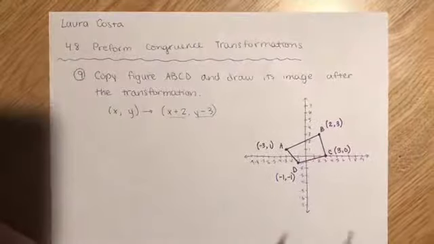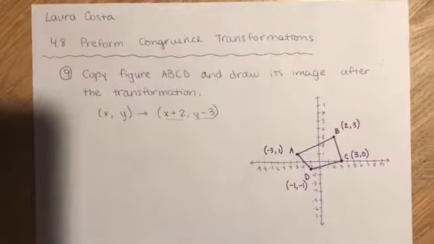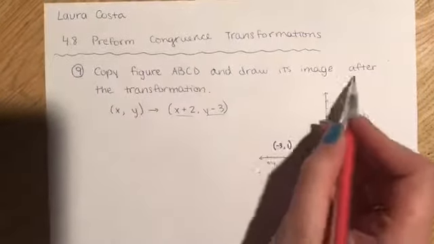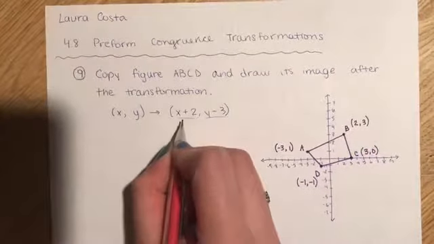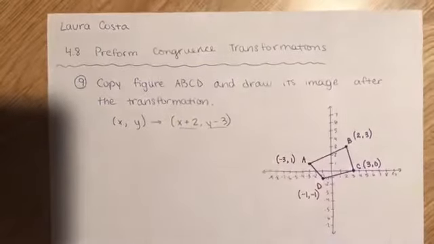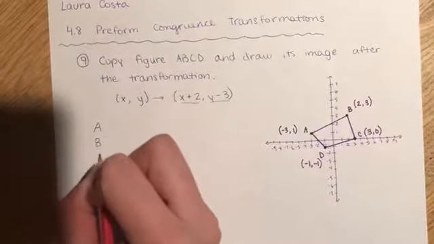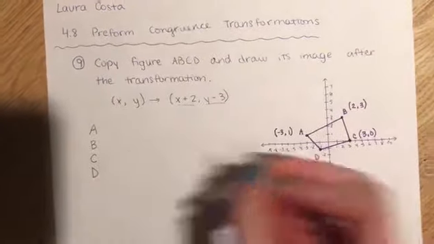This is chapter 4.8, Perform Congruence Transformations. This specific question is asking us to copy figure ABCD and draw its image after the transformation. This specific transformation is asking us to move 2 units to the right and 3 units down. So, let's first write the coordinates of A, B, C, and D.